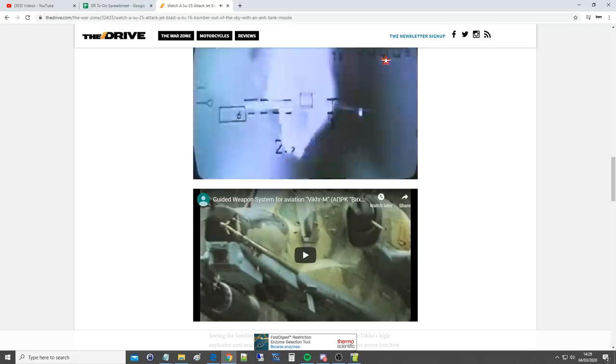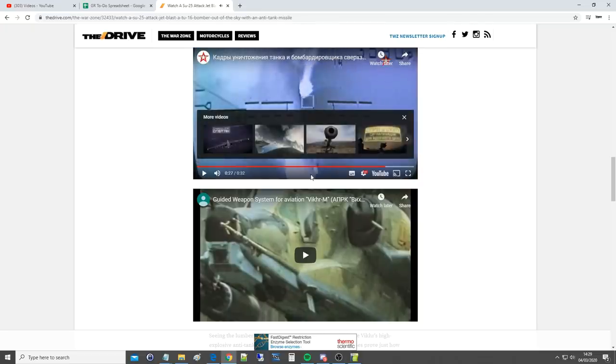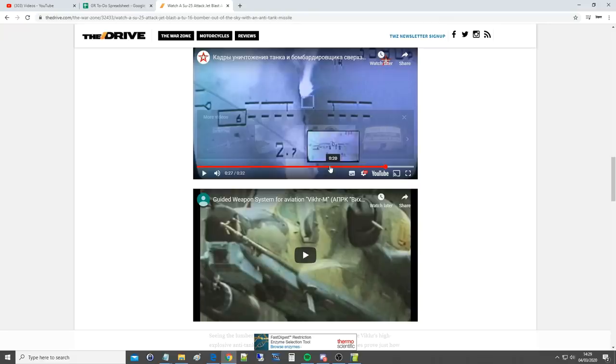Look at that, it's the Vikhr. Wow, it's real. Yeah. And look how much destruction it did. I thought it had a tiny little warhead on it.